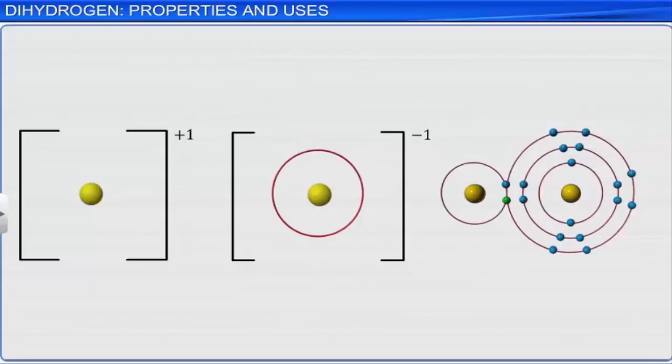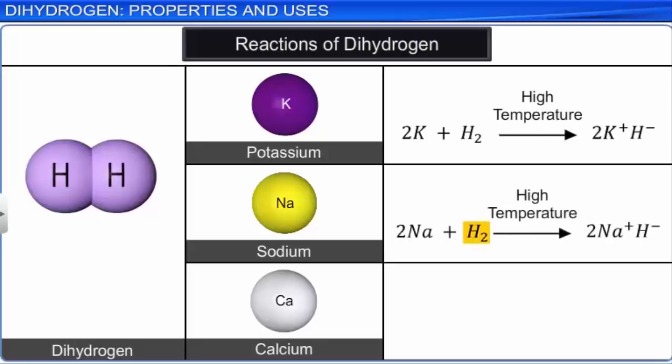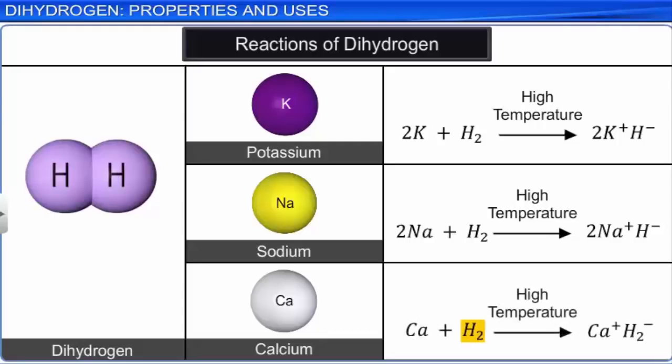Let us now look at the reactions of dihydrogen. Dihydrogen gas at high temperatures reacts with highly electropositive metals such as potassium, sodium, and calcium. It combines to form their respective hydrides. In these hydrides, hydrogen exhibits an oxidation state of -1. For example, dihydrogen reacts with sodium to form sodium hydride. Similarly, hydrogen reacts with calcium to form calcium hydride.